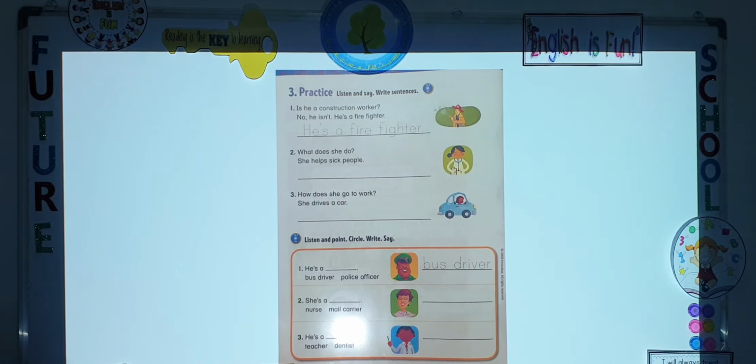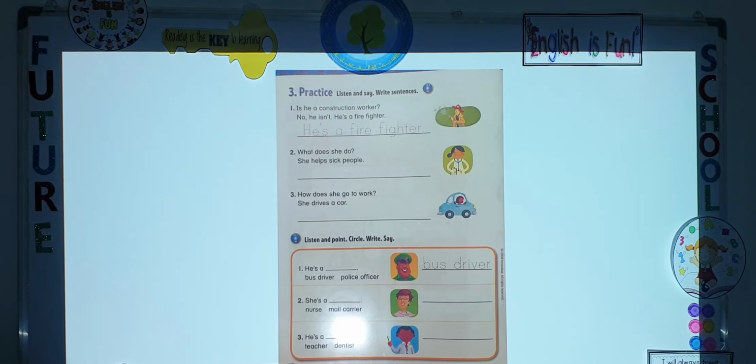Number 2. What does she do? She helps sick people. Now look at the picture, dear students. It looks like she's a nurse, isn't she? Okay, she is a nurse, of course. This is a WH question asking about the nature of her job, or what she does as a nurse.